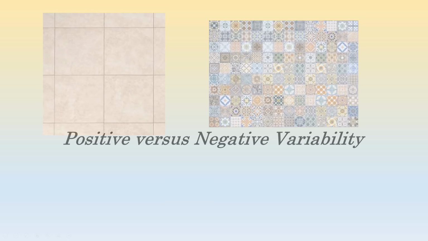Variability can also be negative or bad. Imagine you buying ceramic tiles like these. You would expect those ceramic tiles to be identical. That's just by virtue of the fact that they have to match. And if these ceramic tiles are different in dimensions, then we have an issue and you may return the whole package.